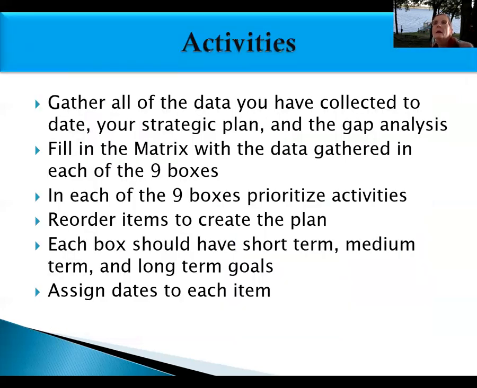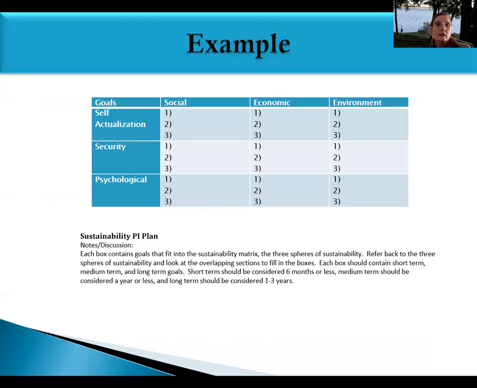So your team activities for this week would be to gather all of the data you have collected to date, look at your strategic plan and the gap analysis. And then I would want you to fill in the matrix with the data gathered in each of the 9 boxes we just looked at. And in each of the 9 boxes, you'll prioritize your activities. Then you'll reorder your items to create your sustainability plan. So each box should have short-term, medium-term, and long-term goals. And you also want to assign dates to each item.